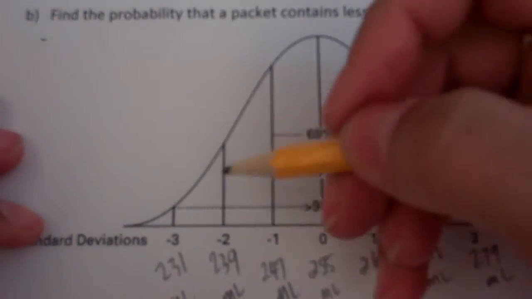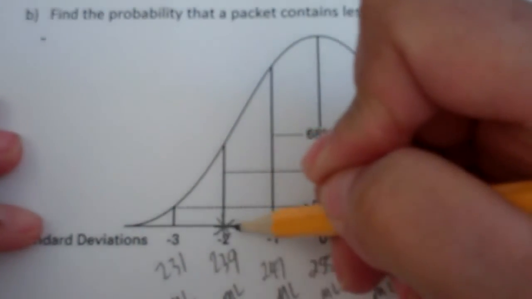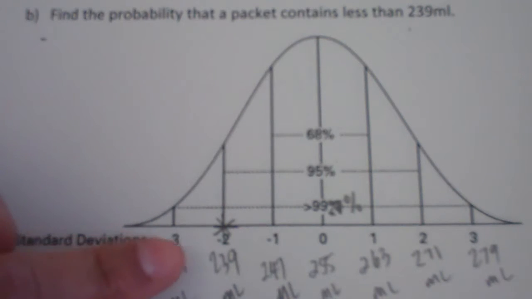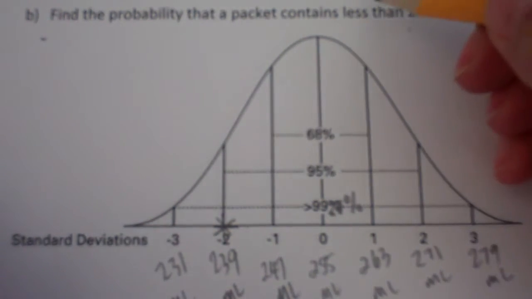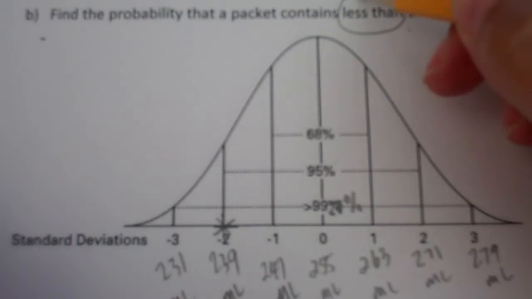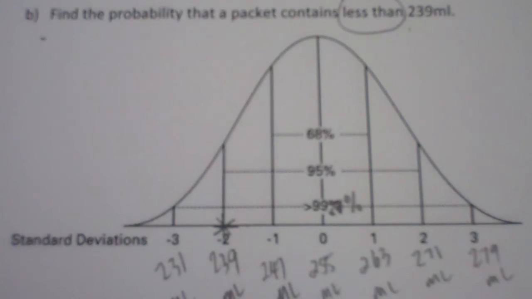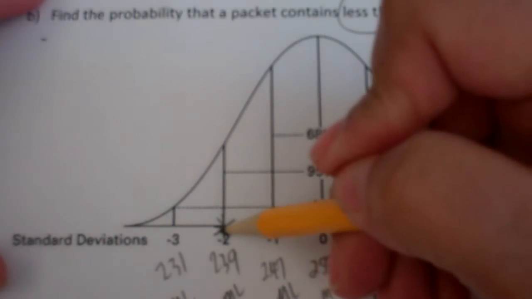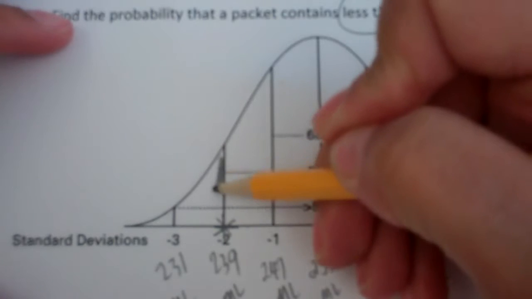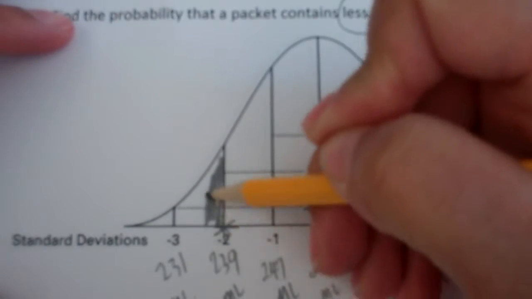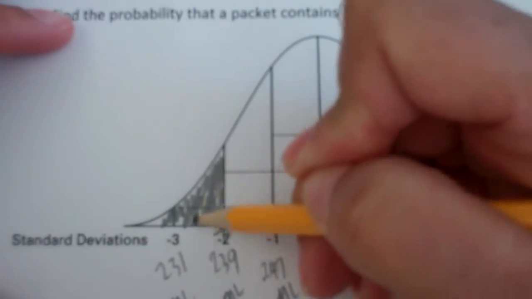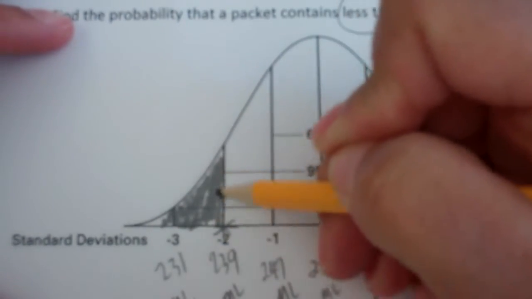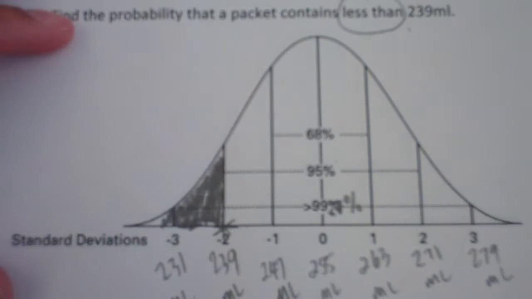So I'm going to look, 239, here we go, and put a little star there. Here's our 239, it's at 2 standard deviations. And I'm also going to circle the direction. This tells us what area to look at. This says less than. So here I am at my 239. Let's shade in less than. And so this gives us a nice visual of what area I'm talking about. So I'm talking about this area.